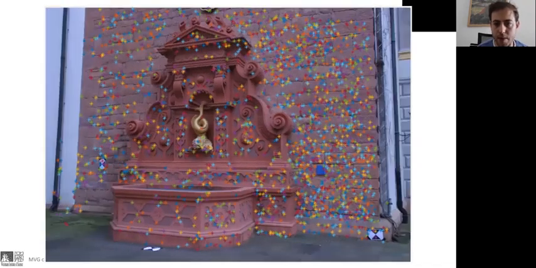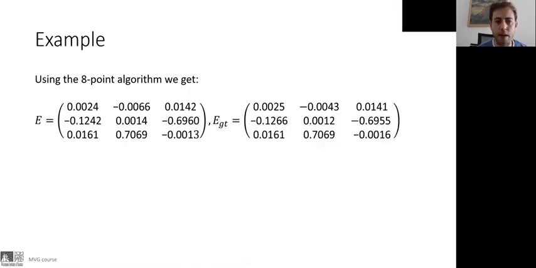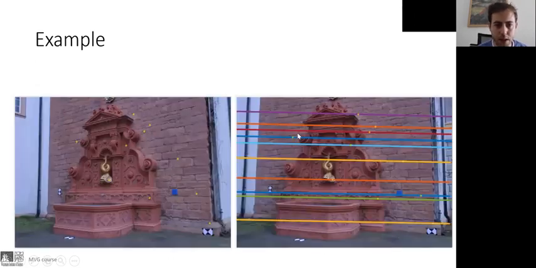You see I marked here with the same color the point correspondences from the fountain, and I calculate the essential matrix with the 8-point algorithm. So you can see, just looking at the numbers, they are not so far from the ground truth essential matrix. And qualitatively, if I map each point on the left side to its corresponding epipolar line on the right side, you see that the epipolar line passes through the corresponding point. So this is just an example.